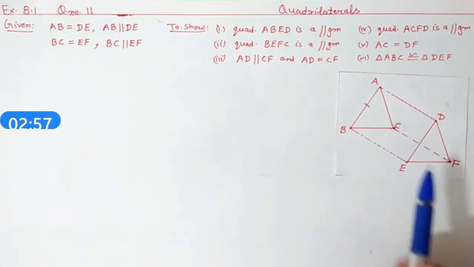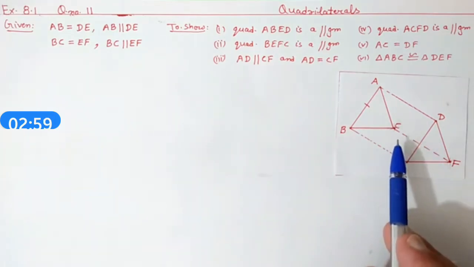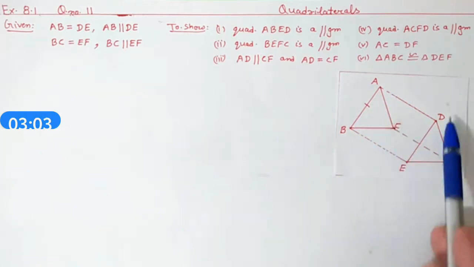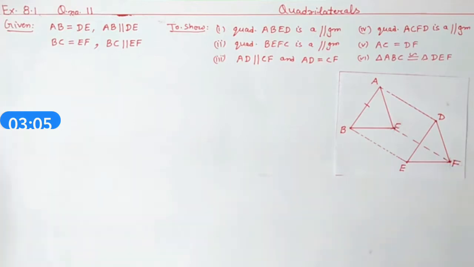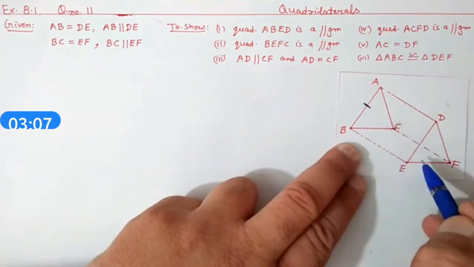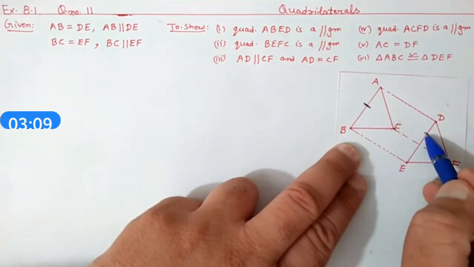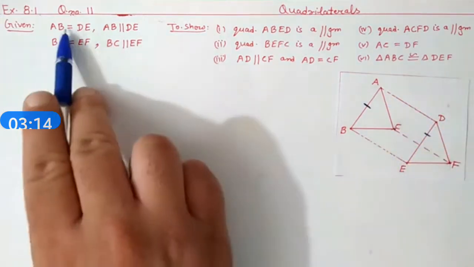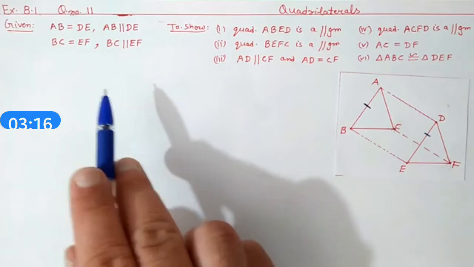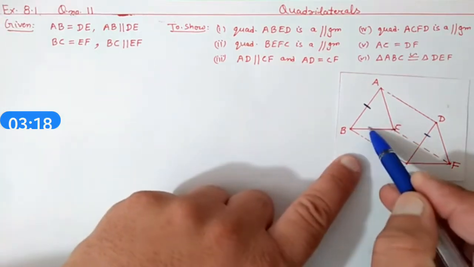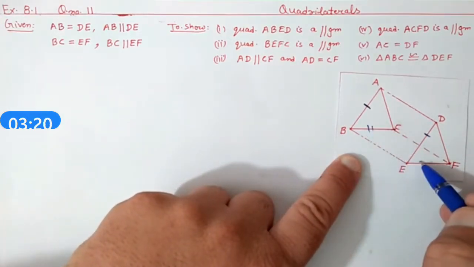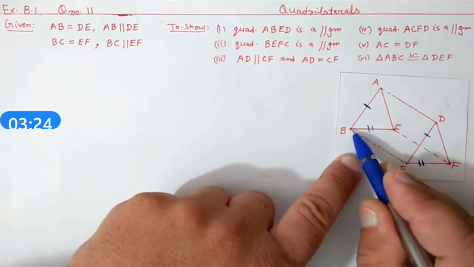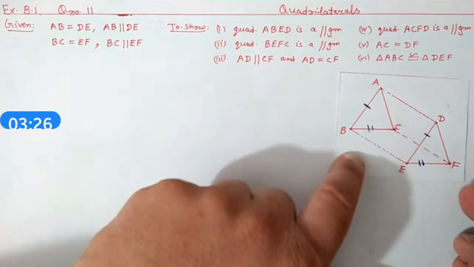Question number 11. Now we will do question number 11. AB equals to DE and AB parallel to DE. This is a figure, and in this you will mention the things which are given. You can put a mark over here. AB equals to DE. And the second thing, BC equals to EF and BC parallel to EF. आप इसको भी बेटा mark कर देंगे. Two symbols you will put here showing that BC equals to EF.